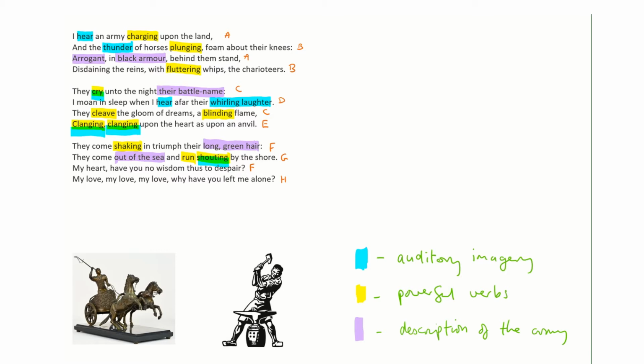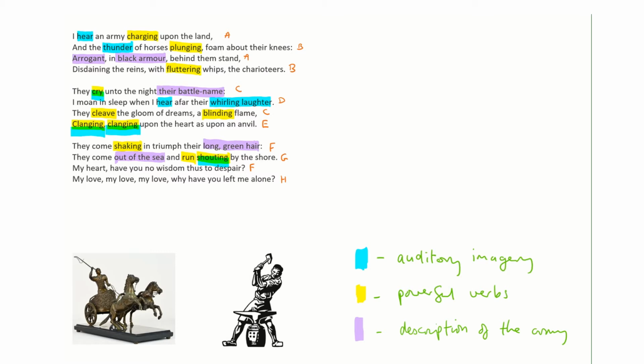And certainly, if we look at the verb choices that Joyce uses, we can understand why this army is making such a loud noise as it charges forward. We get this verb charging, and then the horses plunging, both strikingly active verbs. These are both quite violent, even we could say, movements being made by the army.